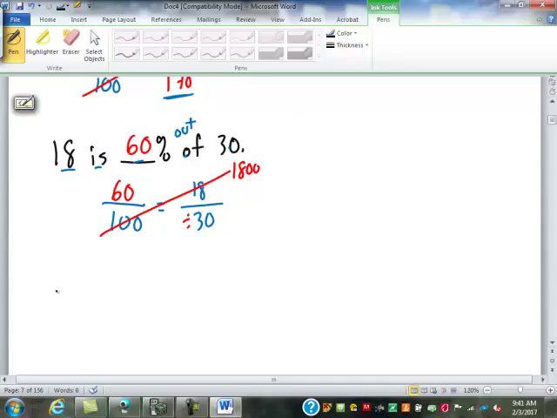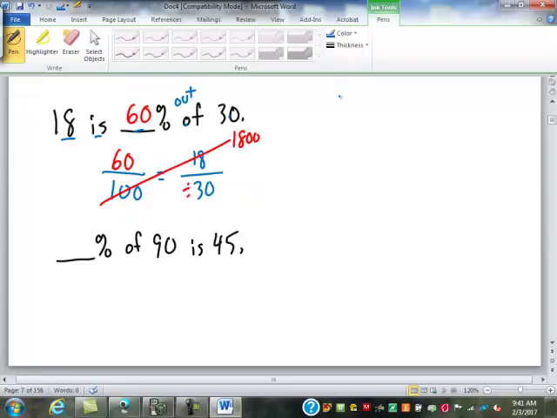Or we might have blank percent of 90 is 45. Well, same thing. We're missing the percent, but we're still going to start with it. Blank percent is blank out of 100.